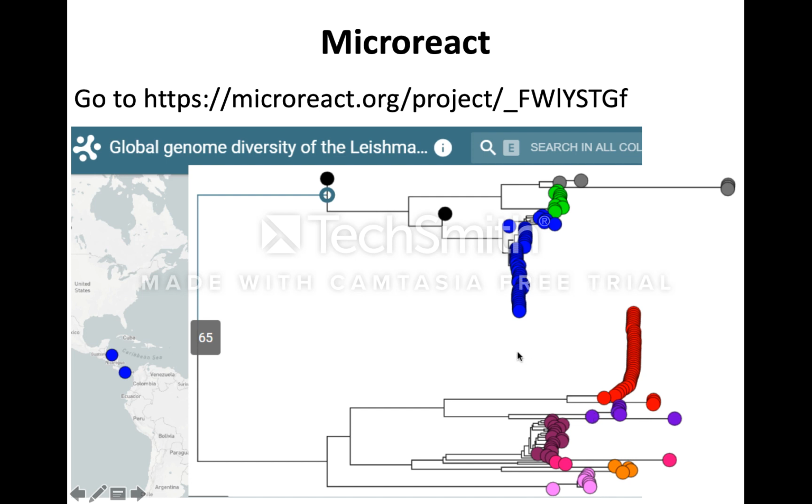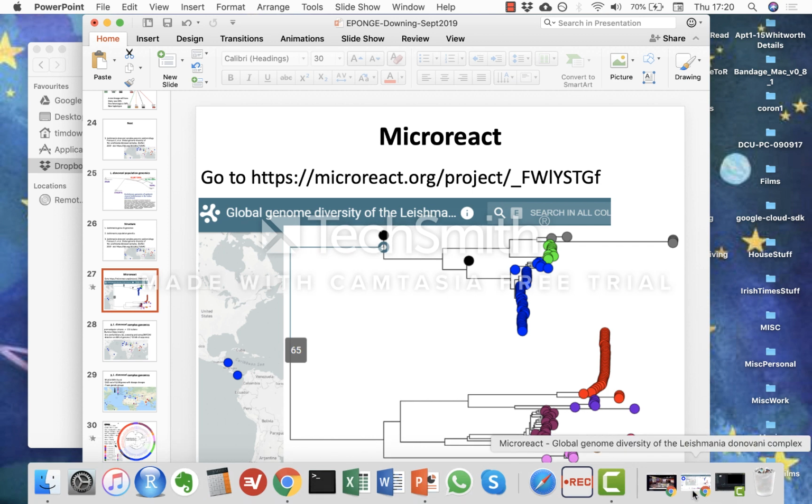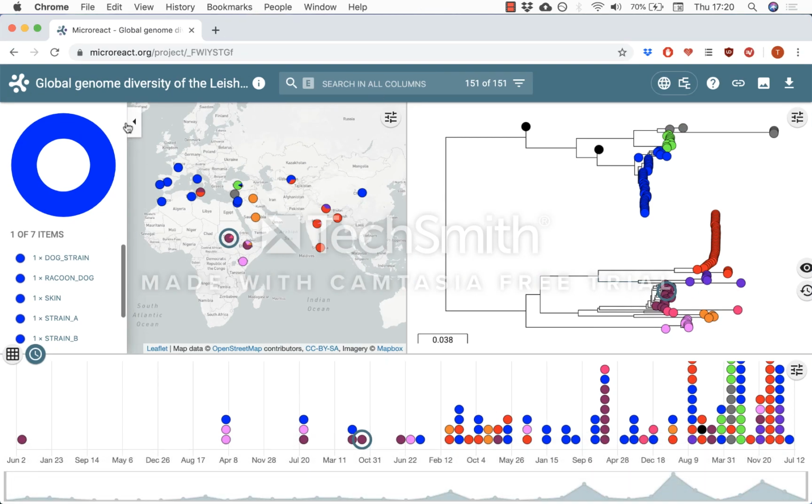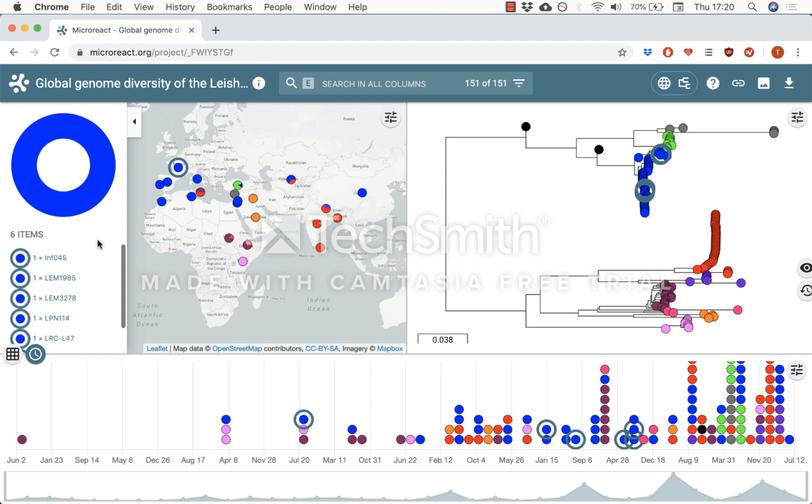So let's go to this website, have a look around. You can do this in your own time afterwards. And what you see here, if you look at this website, is that it has a tutorial and so on at the start. But if you click on a particular country, you can see the number of isolates that are associated with this country and when they were sampled.